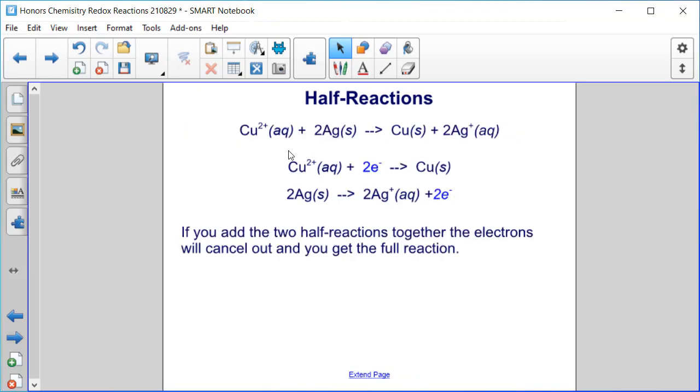What I've done is I've broken up the two processes into two separate ones, where copper 2+ gains 2 electrons to become copper solid. Gain of electrons here is reduction, and the silver 2Ag solid produces these 2 silver ions and a loss of 2 electrons, which is oxidation. If you combine these two half reactions together, then the electrons will cancel out because you'd have them both on the product and the reactant side, and you get the full reaction.